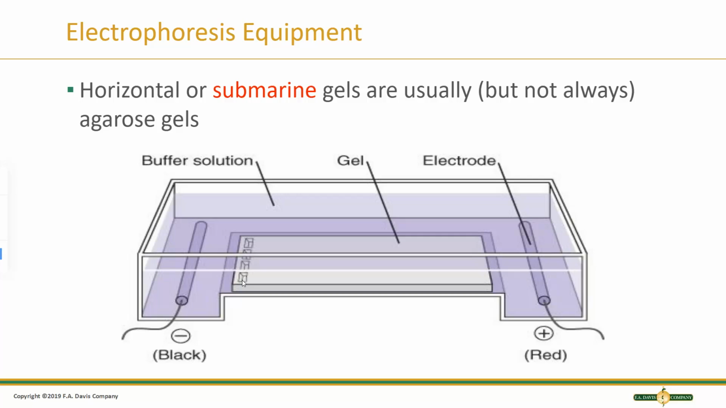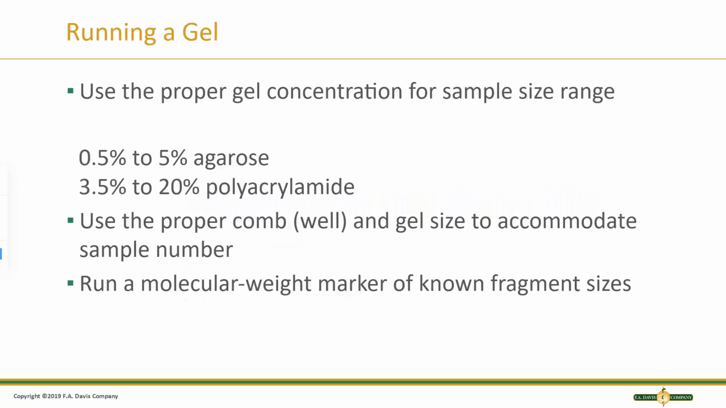When you pour the gel, it's going to be liquid because we heat it up and mix it together, and then we pour it, and then we put these combs in there so that when it cools off and solidifies, those wells are left behind. Use the proper gel concentration for the sample size range: 0.5 to 5% agarose, 3.5 to 20% polyacrylamide. Use the proper comb and gel size to accommodate the sample number.